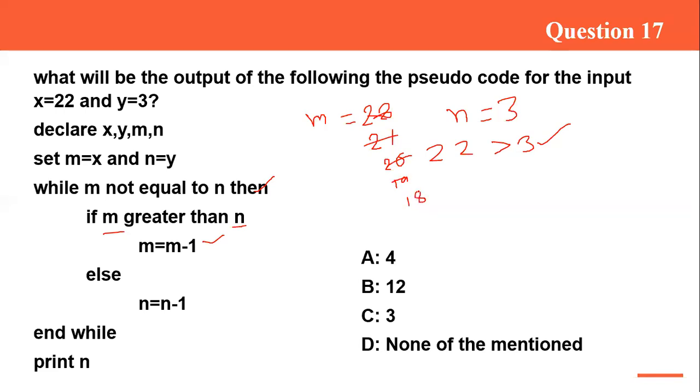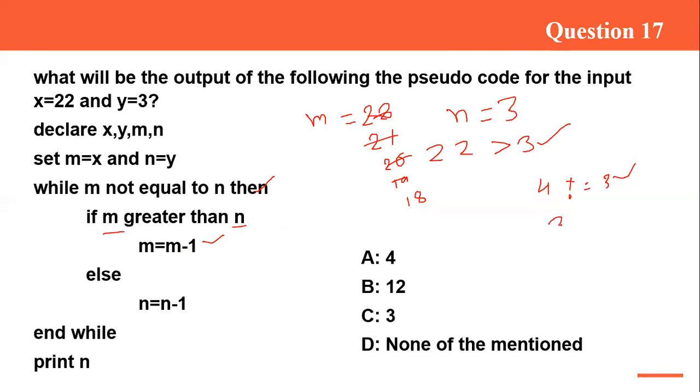Till where will it go like this? Let us assume it is going till 4. Let us check: 4 not equal to 3. Is it true? Yes, it keeps continuing. It enters inside again. Next, 4 greater than 3. Is it true? Yes. m equal to m minus 1.